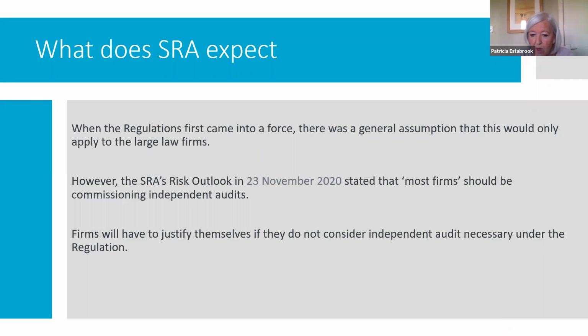You should document why, and that should be within your anti-money laundering policy. That's where your justification for either carrying out or not carrying out an audit should be. And if you're not going to carry out an audit, you need to explain why that is. Okay, and that's what the SRA will be looking at when they come to visit you.